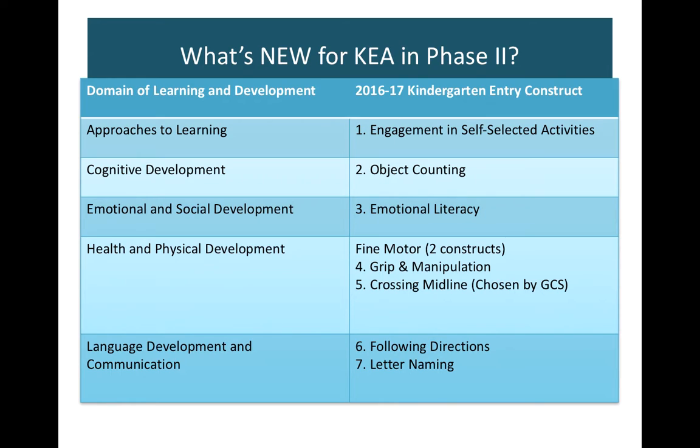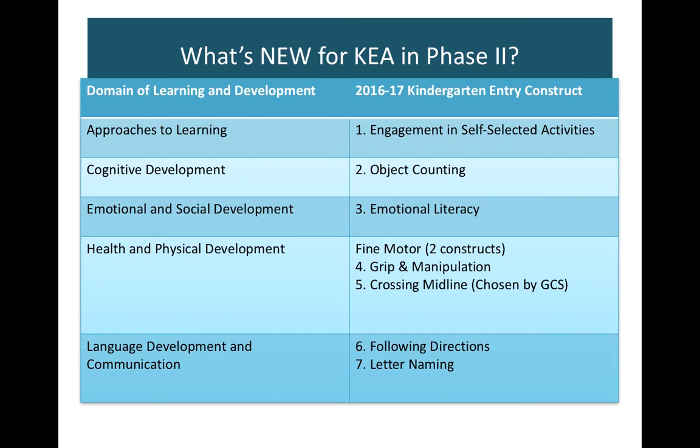So in terms of the construct progressions that will be used by kindergarten teachers for the KEA in Phase 2, this slide spells out exactly what I was talking about with the 5 domains of learning and development and the construct progressions that represent each of those domains. So you see that in the approaches to learning, kindergarten teachers will use engagement and self-selected activities. In cognitive development, we'll continue to use that object counting construct progression that was used in Phase 1. In emotional and social development, kindergarten teachers will use the emotional literacy construct progression.